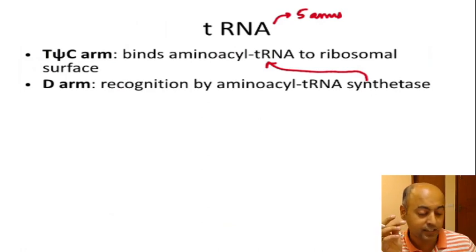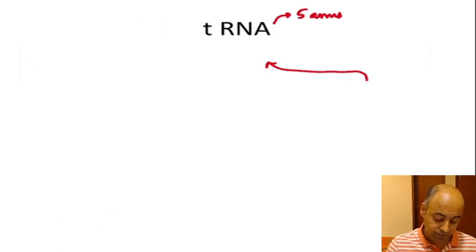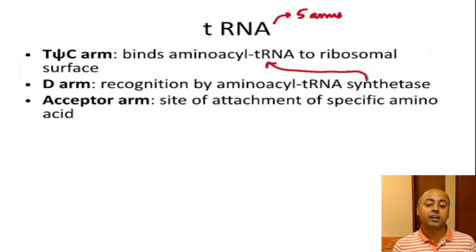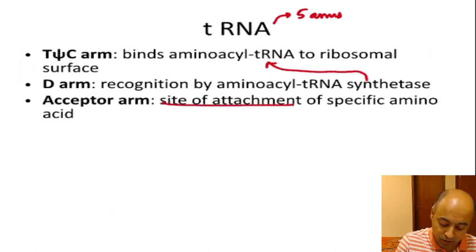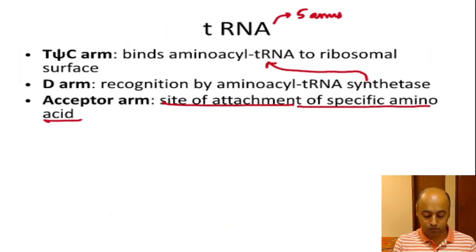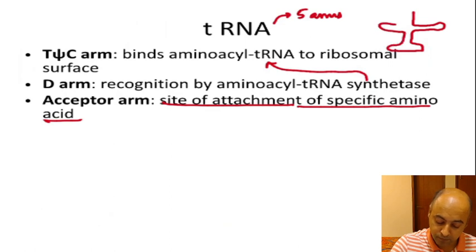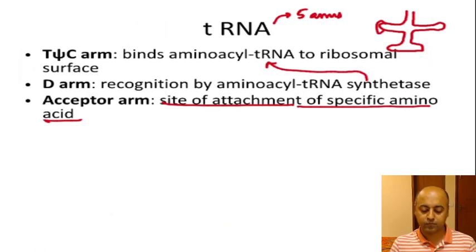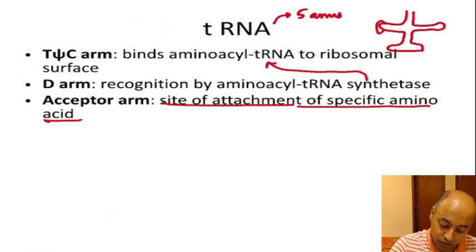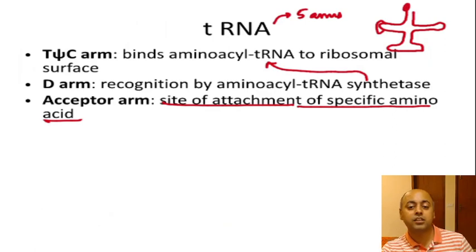At where will it get attached? It will get attached at the acceptor arm, and this is the site of attachment of the specific amino acids. So if you look at the structure, this is only a representative structure, not as per the scale. Okay, so the amino acid is getting attached here. That is the acceptor arm.